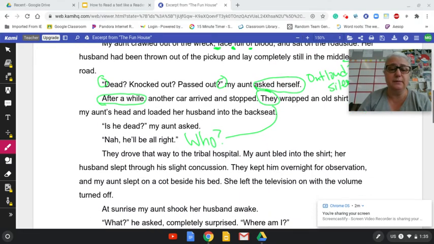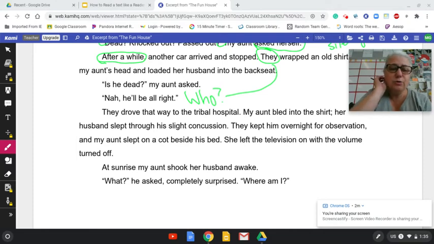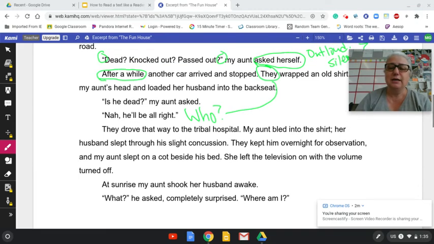"They drove that way to the hospital. My aunt bled into the shirt; her husband slept through his concussion. They kept him overnight for observation, and my aunt slept on a cot beside his bed. She left the television on with the volume turned off."